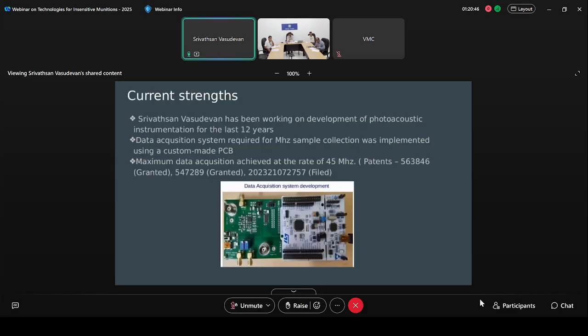As for my current strengths, this project is something very new to me. I've not worked with defense related projects till now, but it is quite interesting, and that's the reason I've applied for it. For the last 12 years, I've been working on the development of biomedical instrumentation, specifically photoacoustic instrumentation. Photoacoustic instrumentation is a biomedical technique which is used for cancer diagnosis.